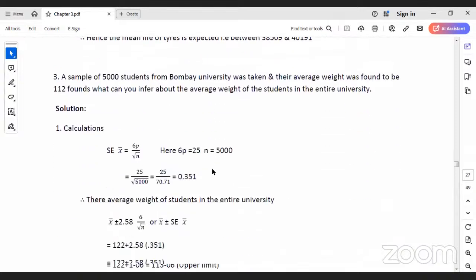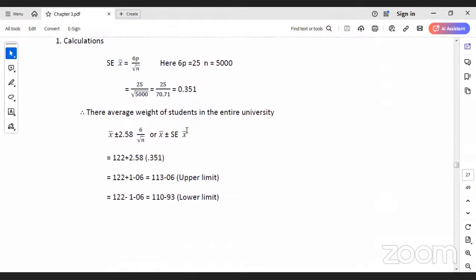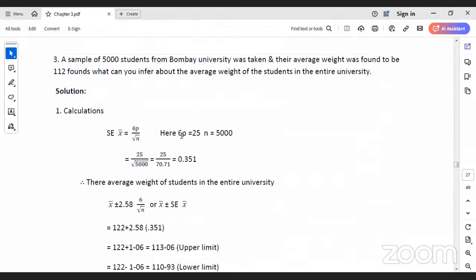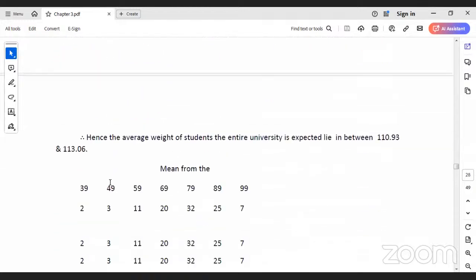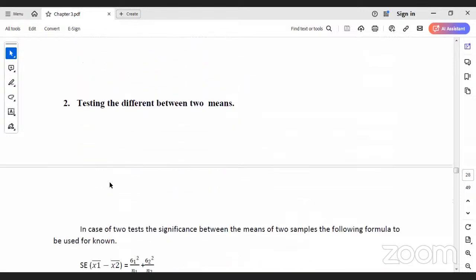Right. Next one here. A sample of 5,000 students from Bombay University. This is also one of the problems. This is directly given: the sample of 5,000 students from Bombay was taken and the average weight was found to be 112. So X bar is directly given, and we have to do the limits only. So it is not required for you. That is the testing of a standard error of x bar.